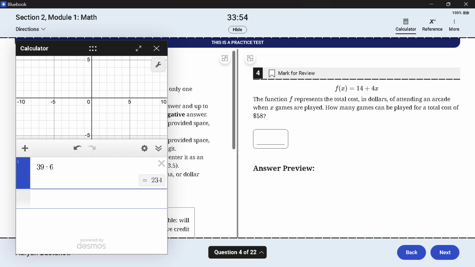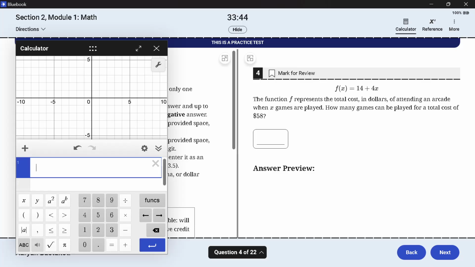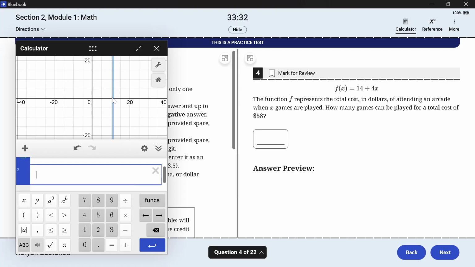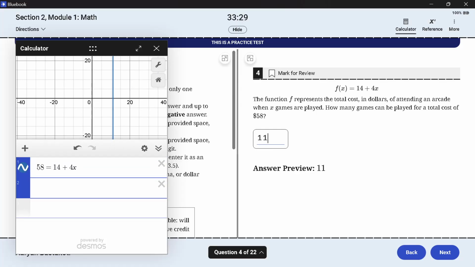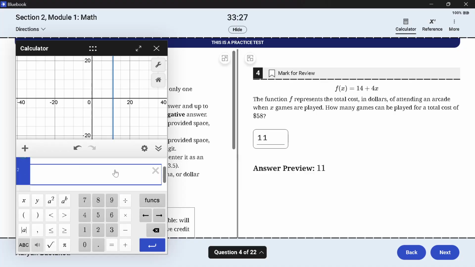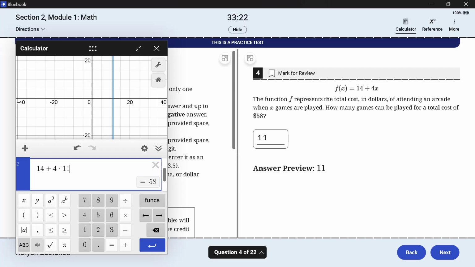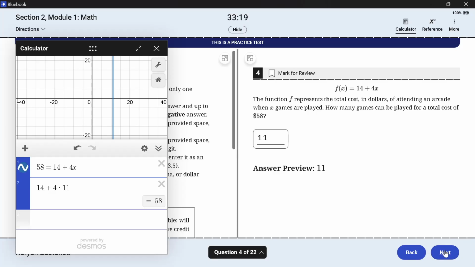The function f represents the total cost in dollars of attending an arcade when x games are played. How many games can be played for a total cost of $58? Okay, 58 is our f(x) right now. What we need to do is set it equal to 14 plus 4x. With this, I hope they give the answer for x as 11, and let me check it. 14 plus 4 times 11 should come out to 58. Yes, this is the right answer.